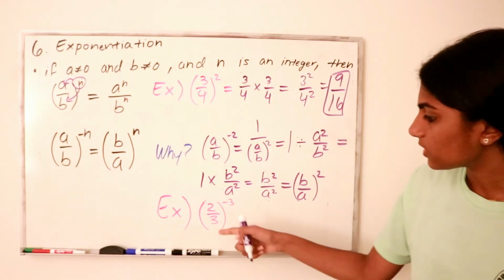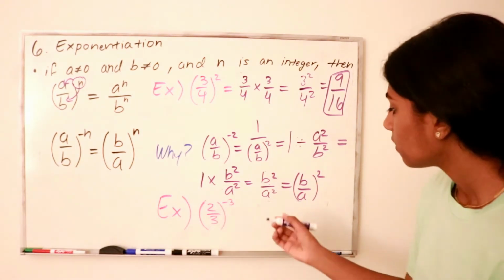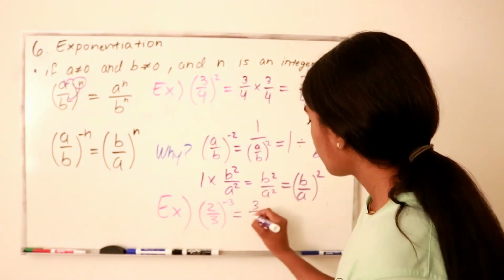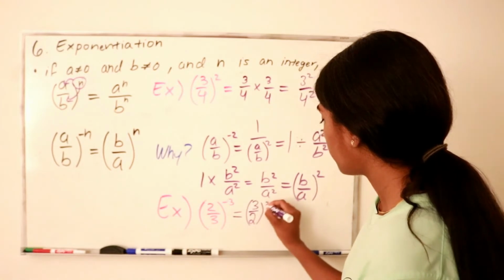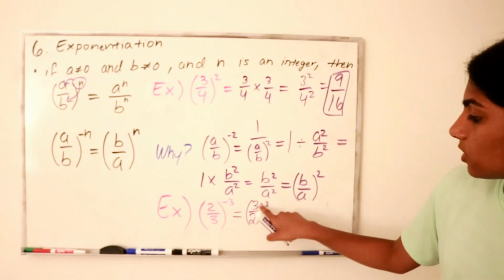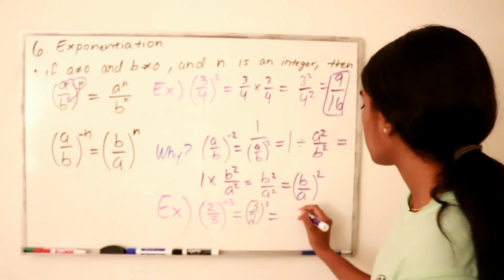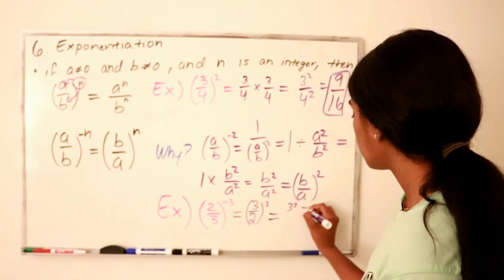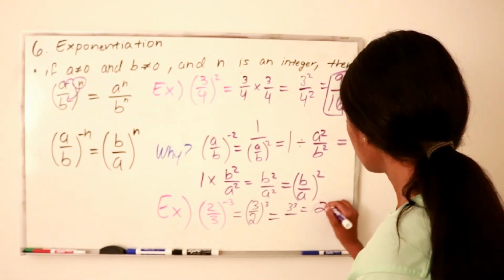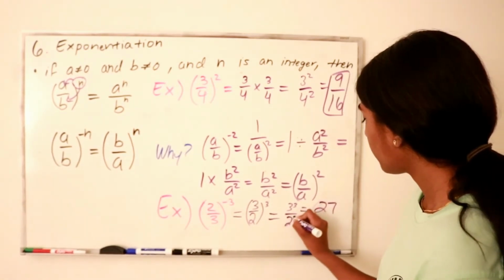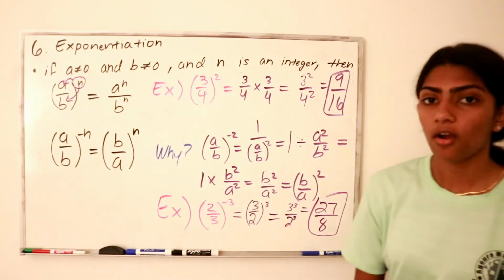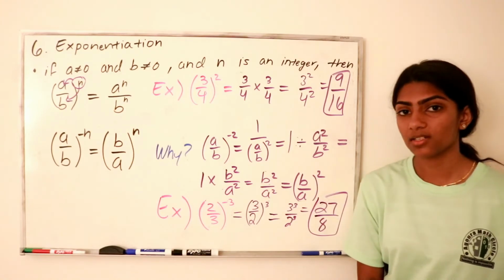So let's look at an example. We know that 2 divided by 3 raised to the negative third power is just going to be 3 divided by 2 raised to the third power. And then what we do is just apply this 3 to the top and to the bottom. So what's 3 to the third power? That is going to be 27. And then what is 2 to the third power? That is going to equal 8. So our answer is 27 over 8, and that is our simplified answer.